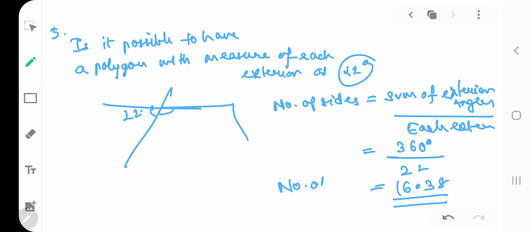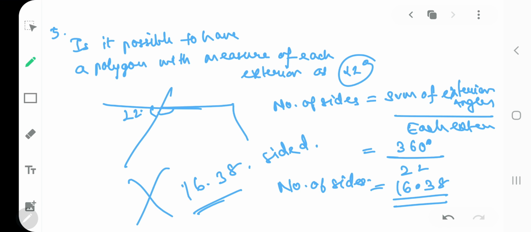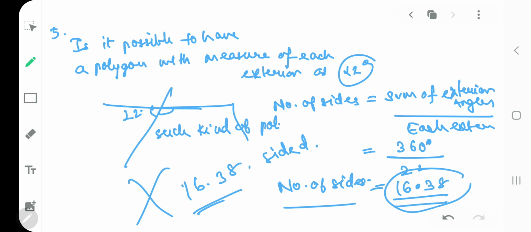What? Number of sides. But my dear kids, can the number of sides be in decimal? No. Can I say that my polygon is 16.38 sided? Can I say that? No, I cannot say that. So if you are getting the number of sides as a decimal, you will say such kind of polygon is not possible. Got my point clear?